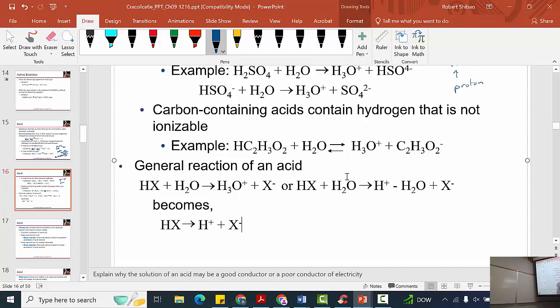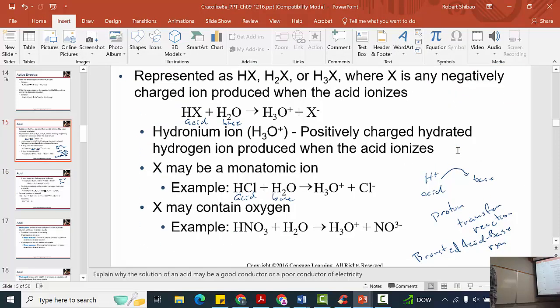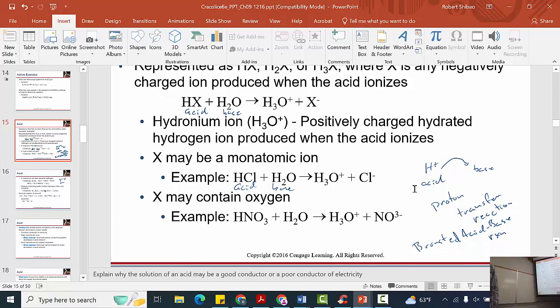We see here, so is sulfuric acid a strong acid? Yes. Let's take a look at these acids again. Is hydrochloric acid a strong acid? Yes, so this goes 100%. Is nitric acid a strong acid? Yes, so this goes 100%. This is called ionization or hydrolysis. This is what happens in water.